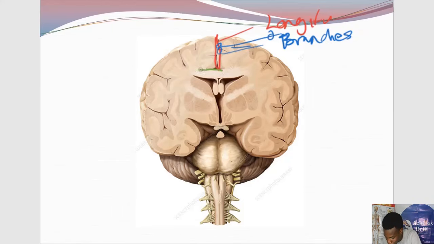How about this white band of commissural fiber? Remind me what it is. The corpus callosum. You are doing well. The corpus callosum. Okay, we are leaving out something very important.